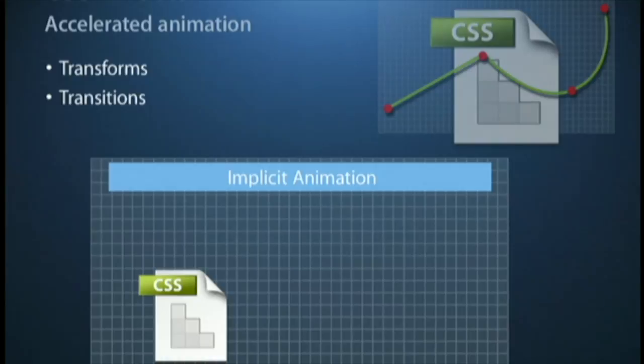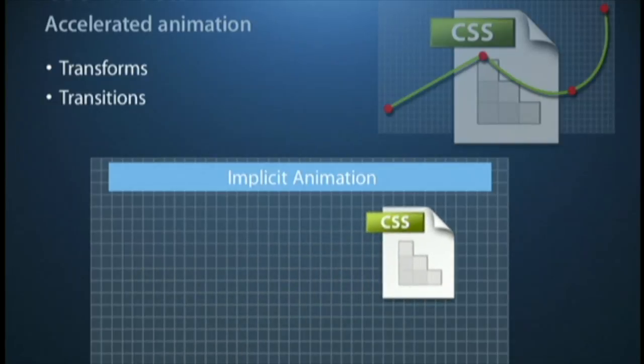CSS transitions are real-time element animation. That is, animation that occurs within the page after it is rendered by the browser. Transitions are considered implicit because the intermediate style values of an animated element are calculated by the browser engine. You just provide the begin and the end values.